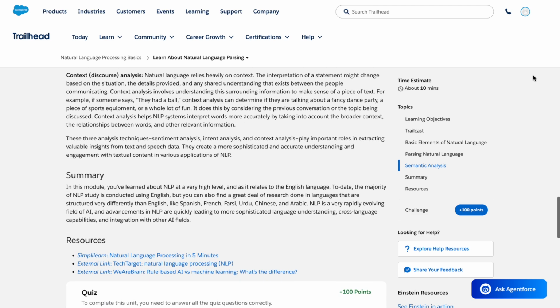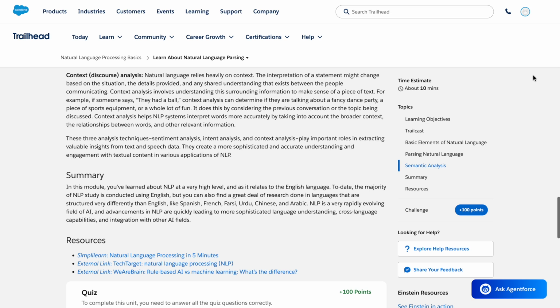Context analysis. Natural language relies heavily on context. The interpretation of a statement might change based on the situation, the details provided, and any shared understanding that exists between the people communicating. Context analysis involves understanding this surrounding information to make sense of a piece of text. For example, if someone says they had a ball, context analysis can determine if they are talking about a fancy dance party, a piece of sports equipment, or a whole lot of fun. It does this by considering the previous conversation or the topic being discussed.